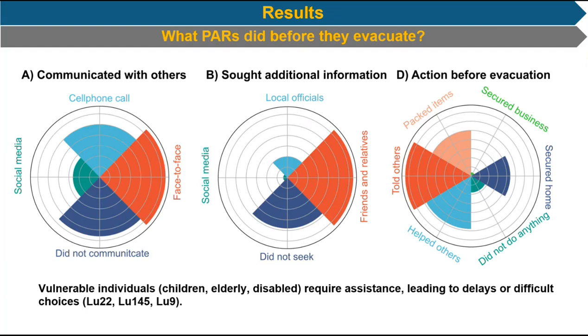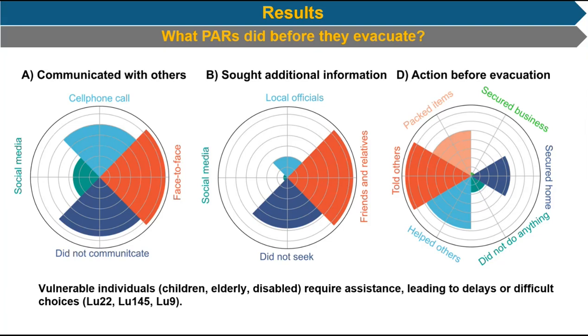Some people communicated with other people through cell phone calls or face-to-face communication, while many did not communicate and just immediately evacuated. They sought extra information through local officials, friends, and relatives to confirm that there was real danger from the flood. Finally, these are some of the actions taken before evacuation, including packing things and so on.